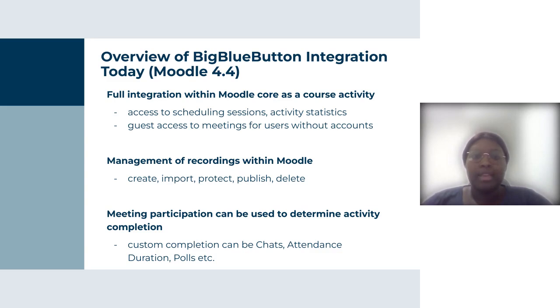And speaking of students, in Moodle, an activity is considered to be completed when a student performs certain tasks. So how a student participates in a BigBlueButton meeting can be used to determine activity completion. This custom completion for the plugin includes chats, how long a student has been in a meeting for, and polls, among other criteria.